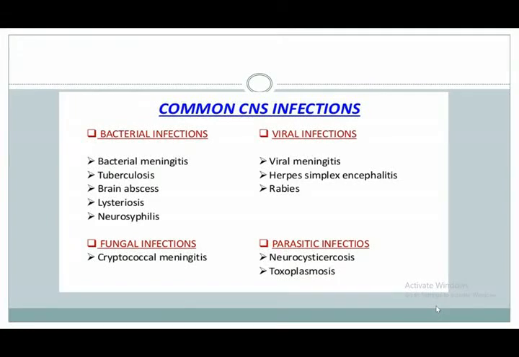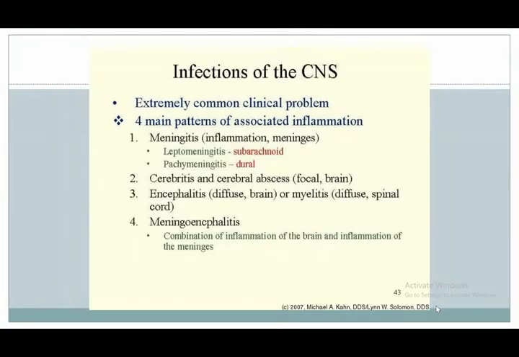CNS infections, like bacterial infections. Bacterial meningitis is acute CNS infection, while tuberculosis and neurosyphilis are chronic CNS infections. Viral meningitis, herpes simplex encephalitis, fungal cryptococcal meningitis, parasitic infections like toxoplasmosis, neurocysticercosis, cerebral malaria.